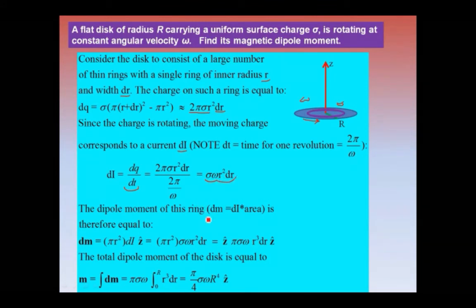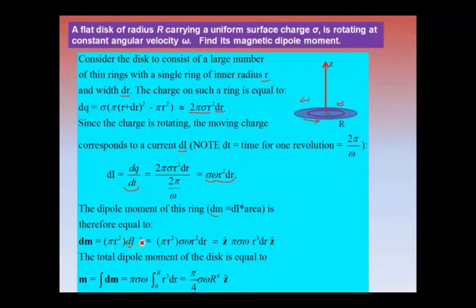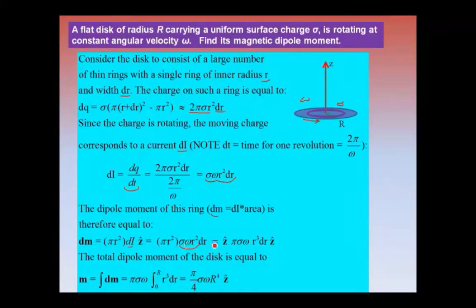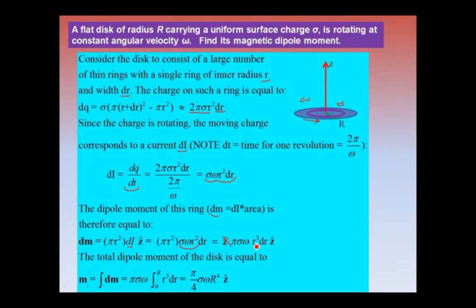What's the dipole moment? Well, the dipole moment dm is equal to di times the area. So this will be equal to the di that is right here times pi r squared. This is in the z hat direction just simply by the right hand rule. Here's our pi r squared, here's our di, and so we collect terms and we have pi sigma omega times r cubed dr z hat. Now we're ready to integrate.